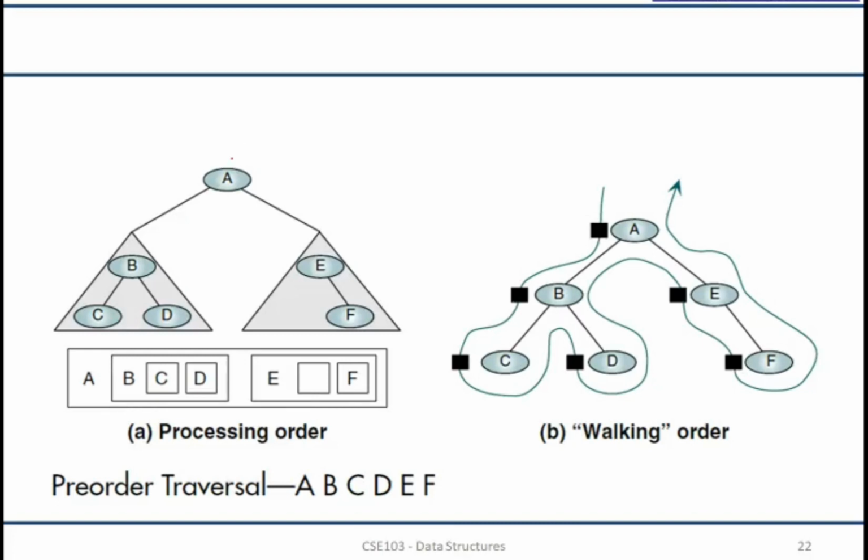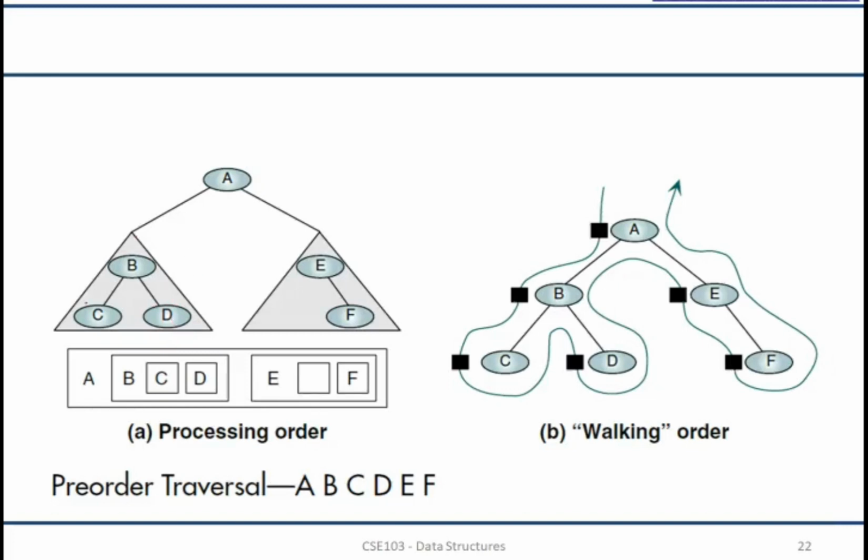Pre-order traversal means first the root node will be processed. So here, what is the root node? A. Then the left subtree, B. Again, the left subtree has a root node, so B will be processed. Again, B contains some child nodes, so B's left node will be processed, C. Then B's right child will be processed, that is D.